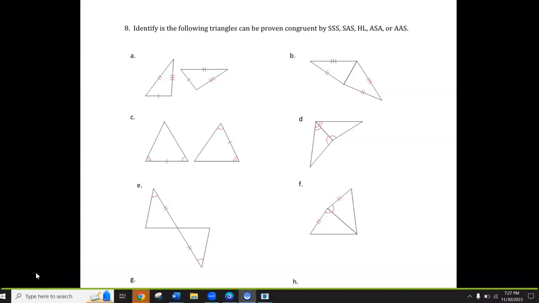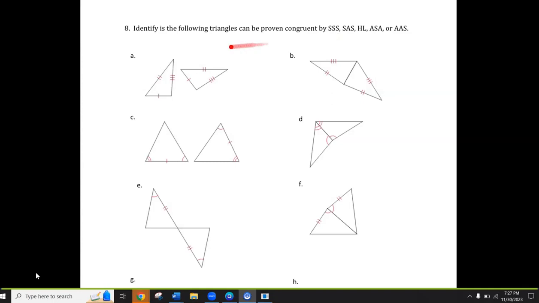Okay, in this video, I'm going to go through problem 8 in the chapter 4 section of the midterm review. Now, it says right here that all you have to do is identify, that should say if, and I'll fix that, if the following triangles can be proven congruent by side, side, side, side, angle, side, HL, ASA, or AAS. So I'm going to do that.